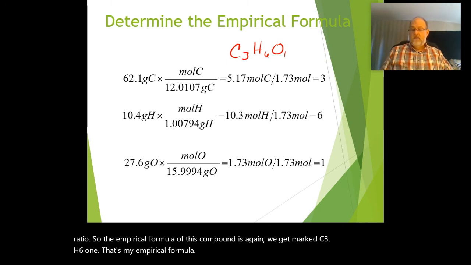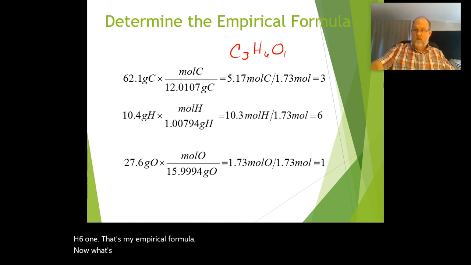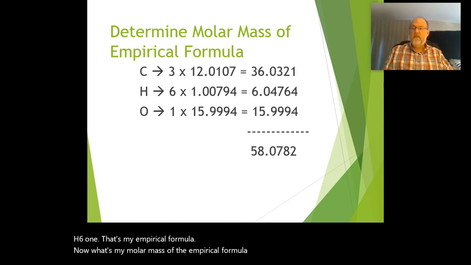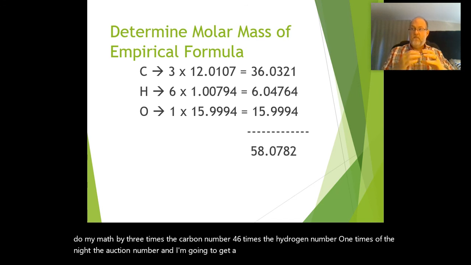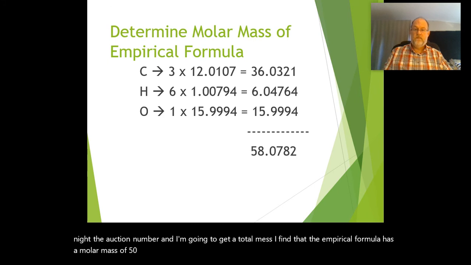Now, what's the molar mass of the empirical formula? Well, I'm going to do my math: 3 times the carbon number, 6 times the hydrogen number, 1 times the oxygen number, and I'm going to get a total mass. I find that the empirical formula has a molar mass of 58.07.